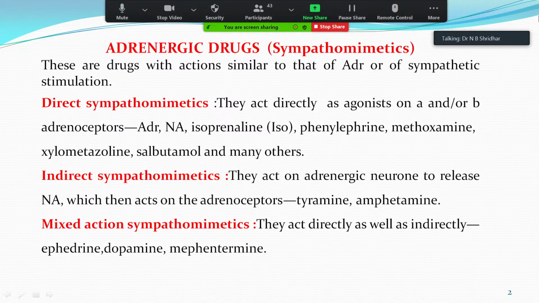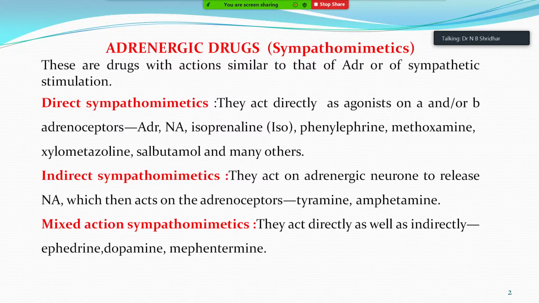So we are going to make three classifications here. The direct sympathomimetics act directly as agonists on alpha and beta receptors. Whenever there is A and B, please see that there are alpha and beta adrenergic receptors. Adrenaline, noradrenaline, isoprenaline or isoproterenol, phenylephrine, methoxamine, xylometazoline, salbutamol, and many others are examples of the direct acting sympathomimetic drugs.